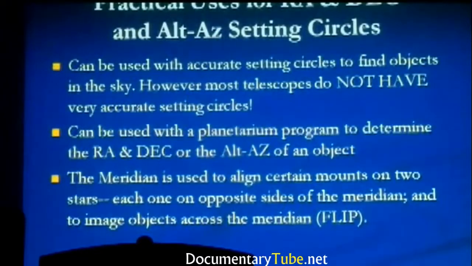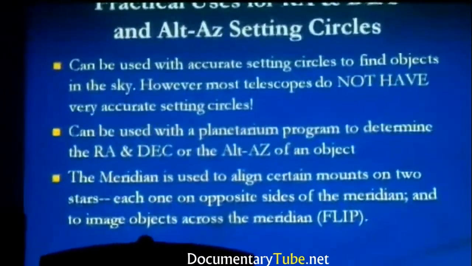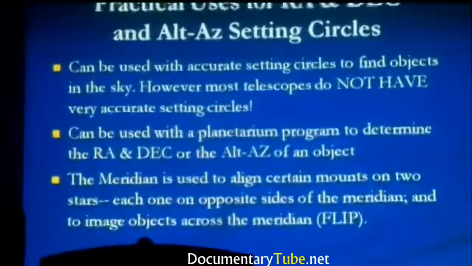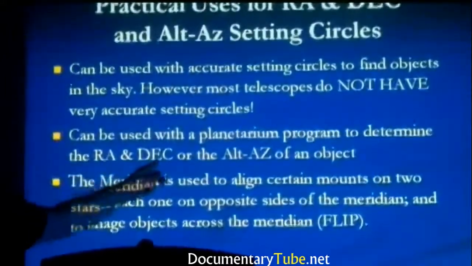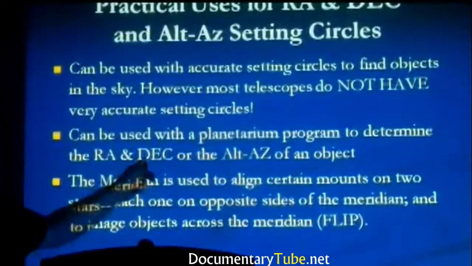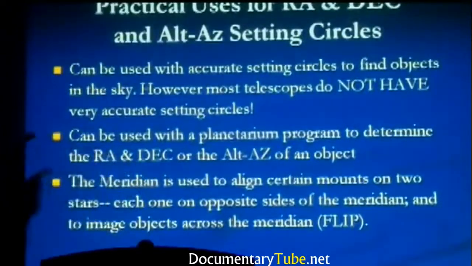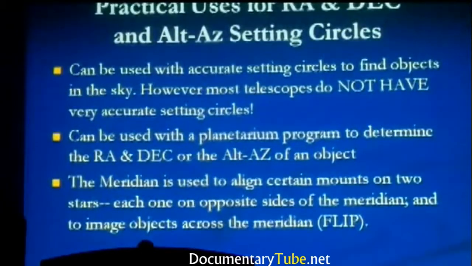We're talking about right ascension and declination or altitude and azimuth. However, most telescopes do not have very accurate setting circles. I have 2 equatorial mounts at home, and they have right ascension and declination manual setting circles on them. I don't know that I could find anything with them. They're so tiny and the resolution is so small.